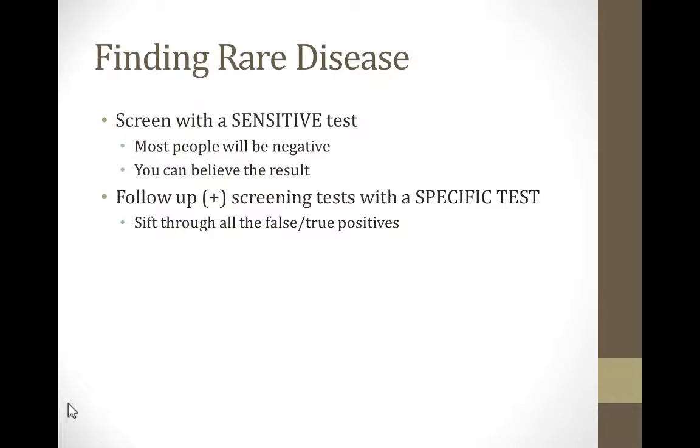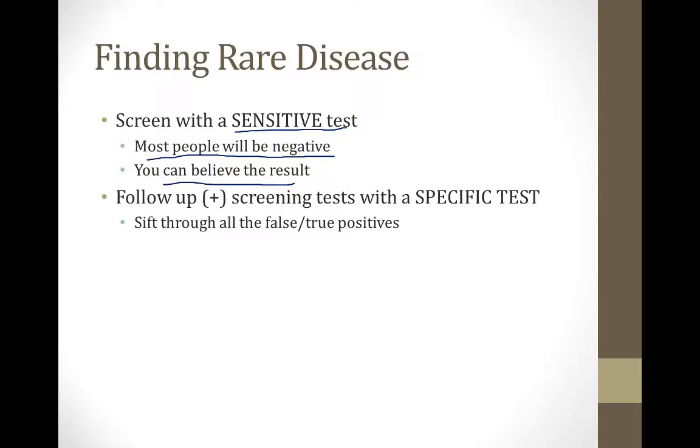So let's suppose you want to find a rare disease among a big population. Let's suppose there's a new disorder called rare oma out there, and it's highly deadly, but if you catch it early enough, you can treat it. Well, most of the patients you're going to test for rare oma are going to be negative. It's a very rare disease. So you want to screen with a sensitive test so that you can believe the result. Remember, the majority of the population will have a negative result because it's a rare disease. You want to be able to believe that test result, and that's why a sensitive test is the one to use.